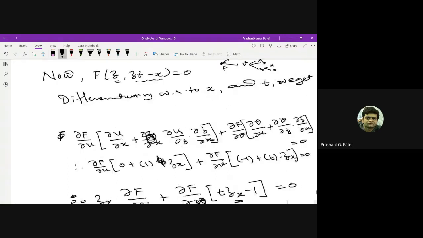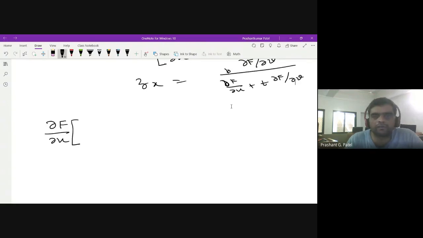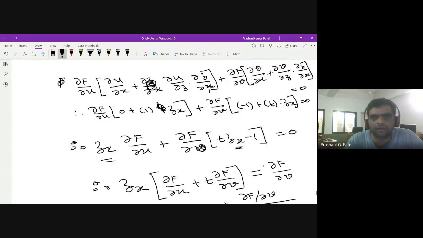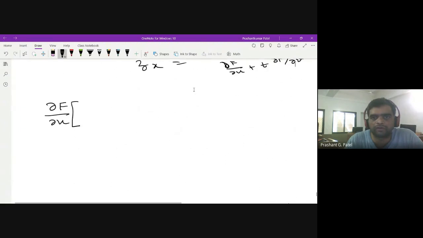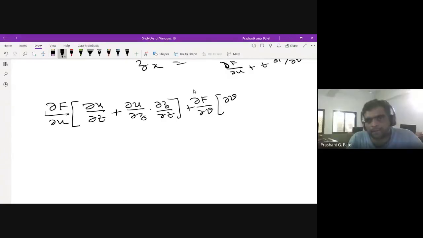Now the second, so this is with respect to x, we have this. If I differentiate with respect to t, del f upon del u, as we have here, whenever x is there, we have t there. So it is del u by del t plus del u by del z into del z by del t, plus del f upon del v, del v by del t plus del v by del z into del z by del t, equal to 0.